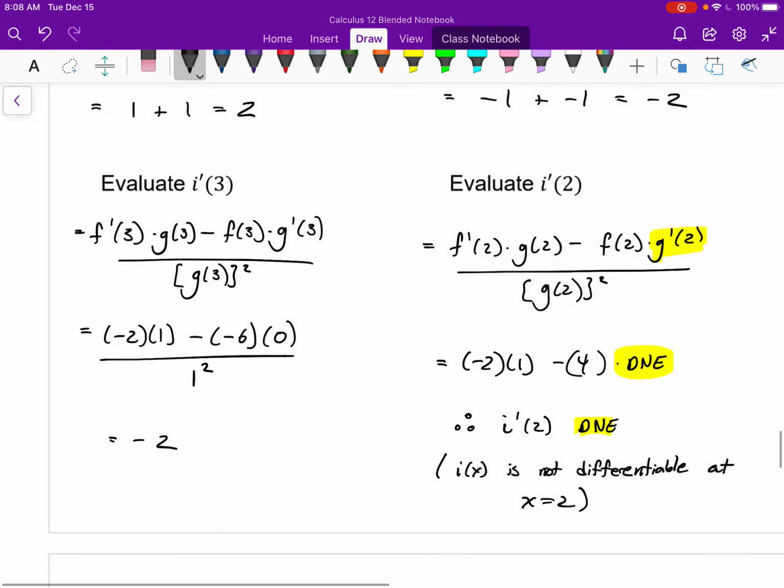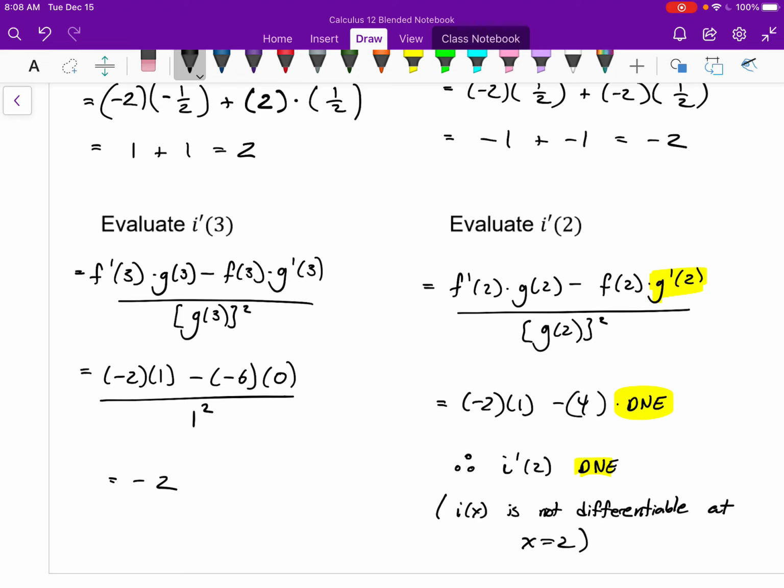Okay, a perfect example of a lesson that will require a fair amount of practice, but in terms of the two types of differentiation rules here, I think that's enough.